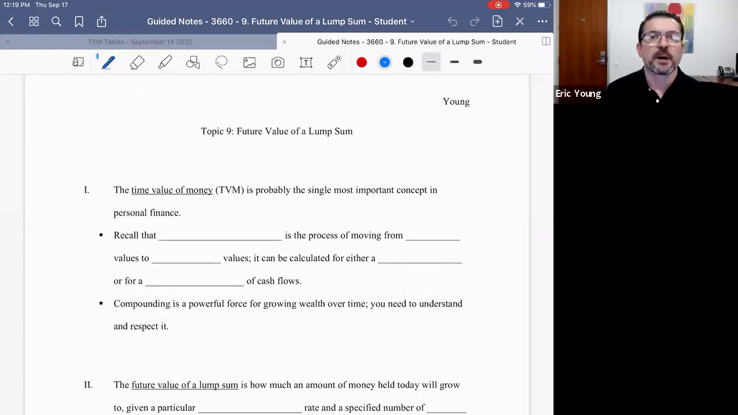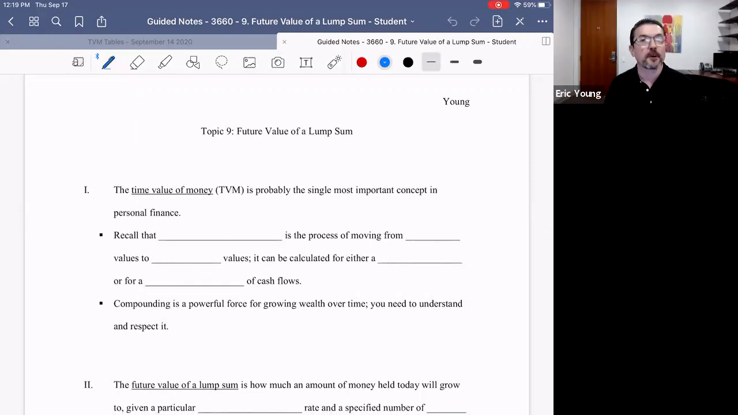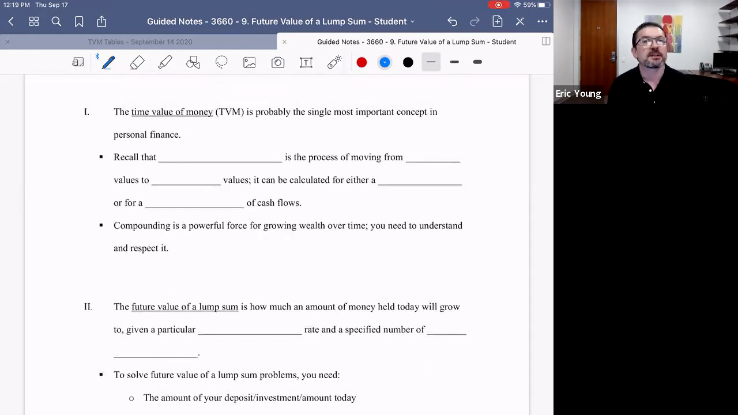All right then, finance friends, let's jump into it and let's talk about our first big calculation, our first big type of TVM, and that is going to be the future value of a lump sum. Okay, so we already established that the time value of money is probably the single most important concept in personal finance. By way of review, you'll recall that compounding is the process of moving from present values to future values.